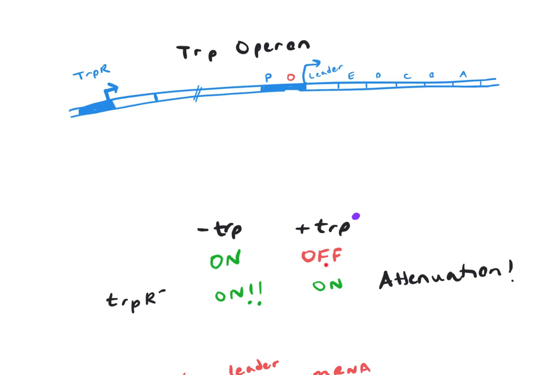Now, attenuation is another way that the transcription can be fine-tuned from this operon. This is a common form of gene regulation for amino acid biosynthesis.